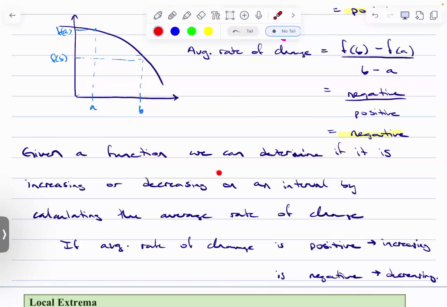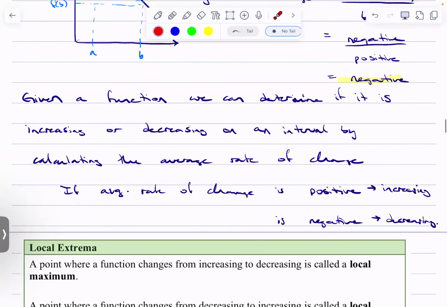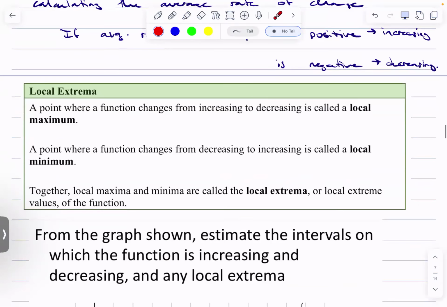So given a function, we can determine if it's increasing or decreasing. The lines got all weird, but by calculating the average rate of change, right? And if the average rate of change is positive, then you can say it's increasing. And if it's negative, say it's decreasing. Nice. Which leads us to extrema, local extrema.